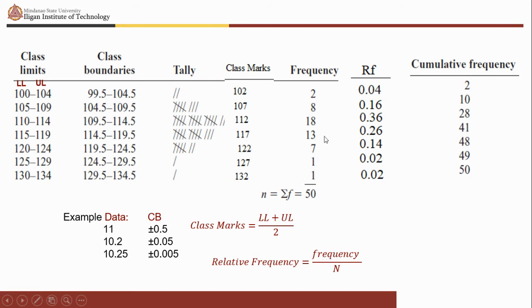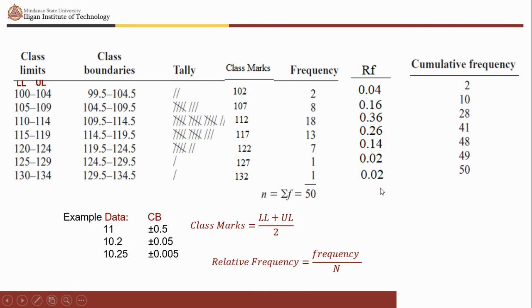So you have 2 divided by 50, you get 0.04. 8 divided by 50, you get 0.16. 18 divided by 50, you get 0.36. So that's how you will solve for relative frequency. And if you sum it up, this must be equal to 1.